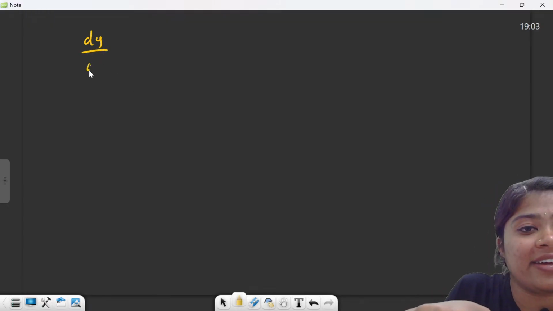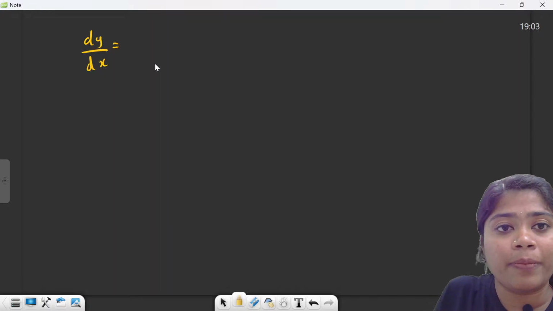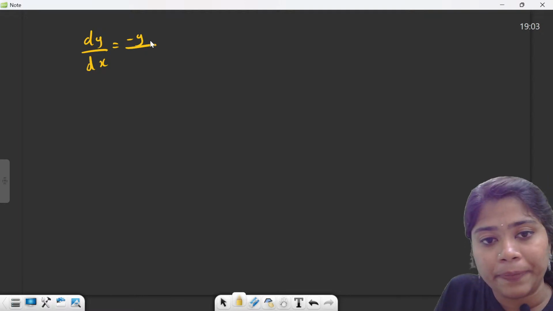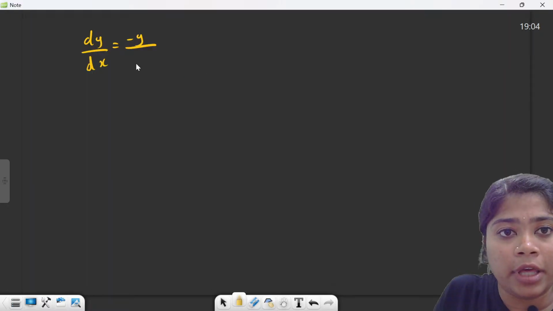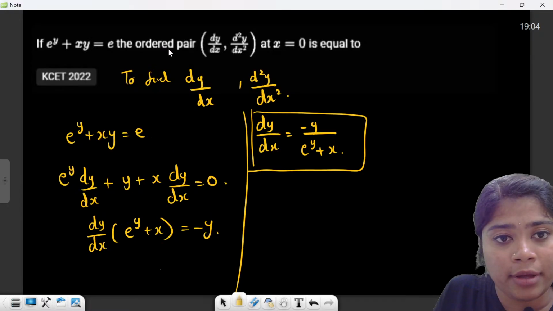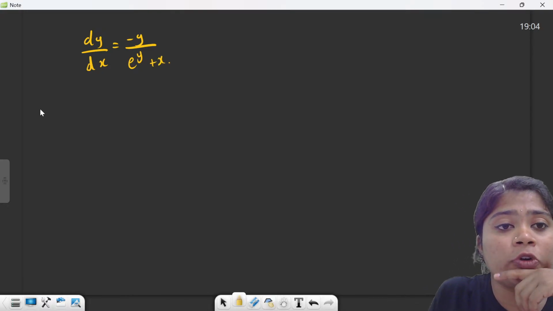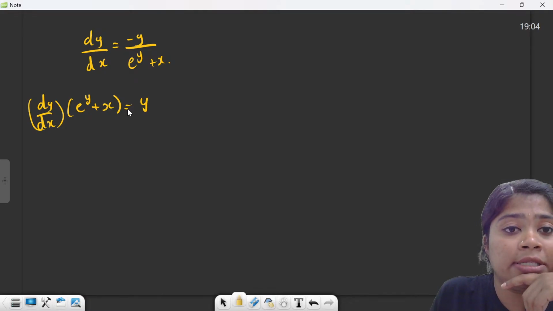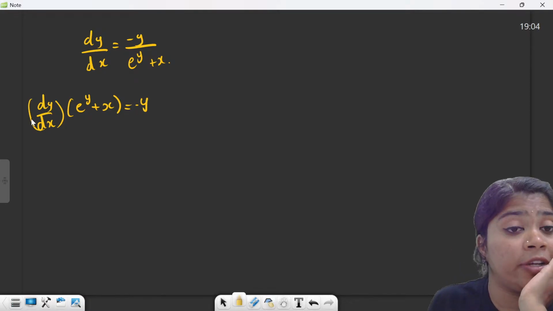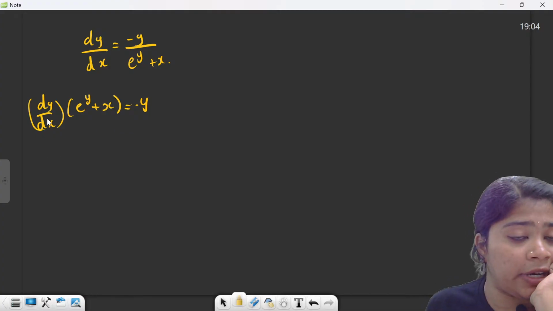dy by dx is actually minus y divided by e power y plus x. That's it. So from the previous step, dy by dx into e power y plus x minus y is equal to minus 1. So we are going to differentiate this expression. Let's solve, so we differentiate using the UV method.